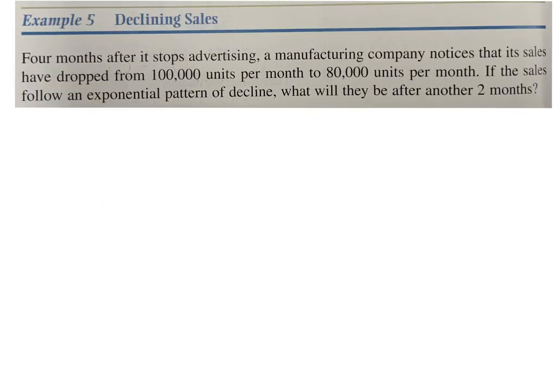Declining sales, positive or negative k? Yeah. So 4 months after stopping advertising, a manufacturer company notices that its sales have dropped from 100,000 units per month to 80,000 units per month. If the sales follow an exponential pattern of decline, what will they be after another 2 months? They gave me the initial, right? So I don't have to worry about finding my initial. So I know that that is 80,000 from an initial of 100,000 after 4 months.